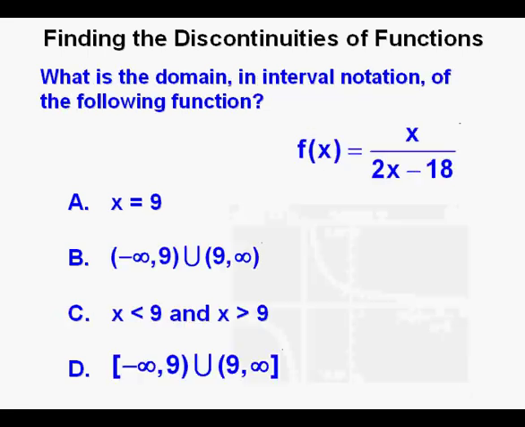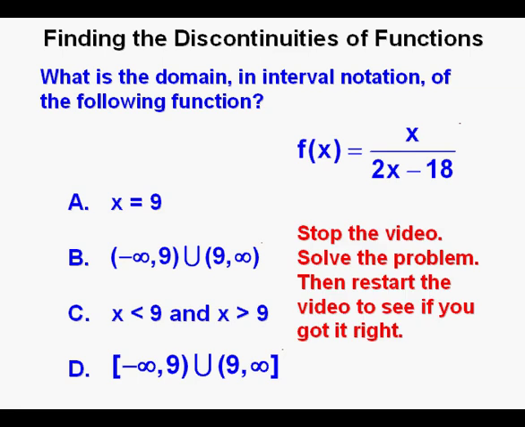Next problem, what is the domain in interval notation of the following function? We're given the function f of x equals x over 2x minus 18. Stop the video, solve the problem, then restart the video to see if you got it right. The correct answer is B.